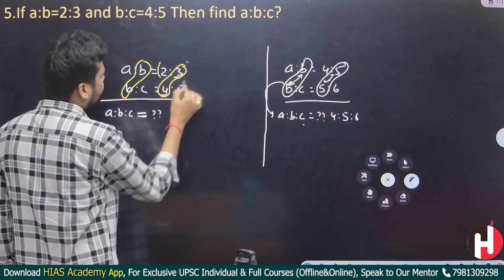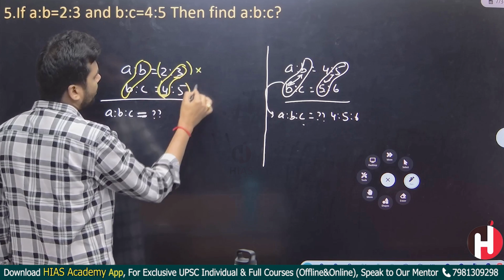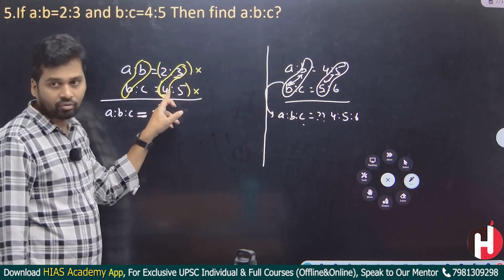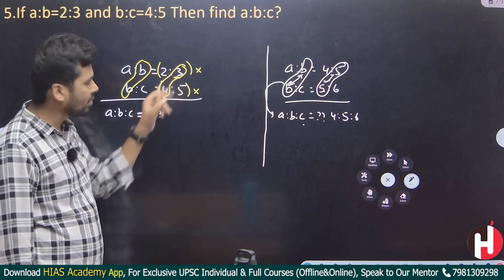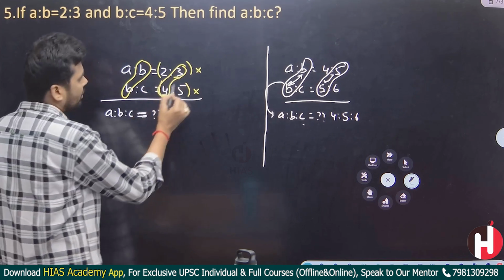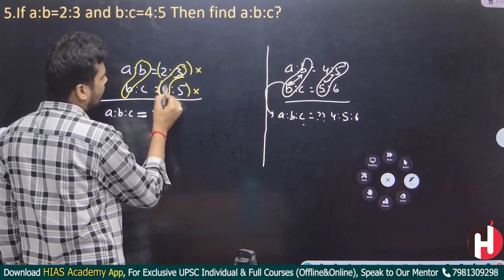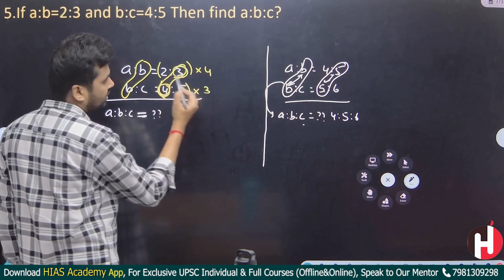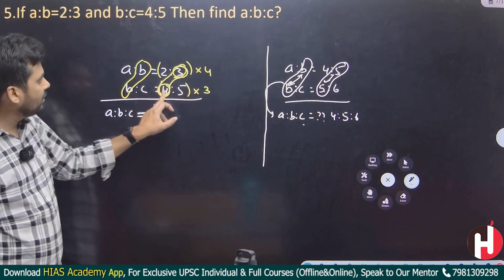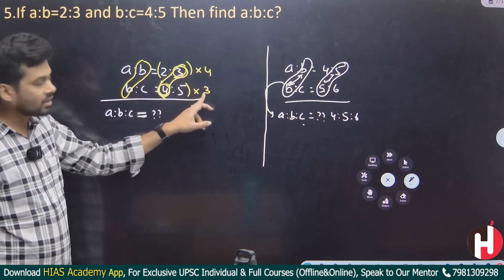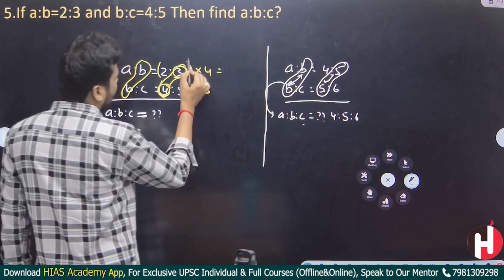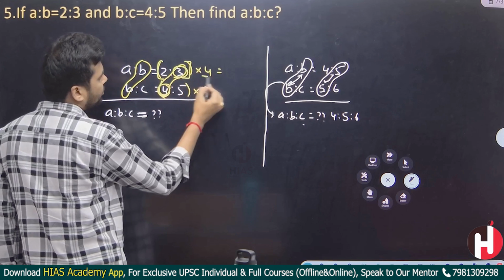So how do I make B value the same? Here 3 and 4, right? So I need to make these two values same. So for the first ratio you multiply with this term 4 and for the second ratio you multiply with 3. Simply you take this term here and this term here. You understand? Then the whole ratio we need to multiply with which term?